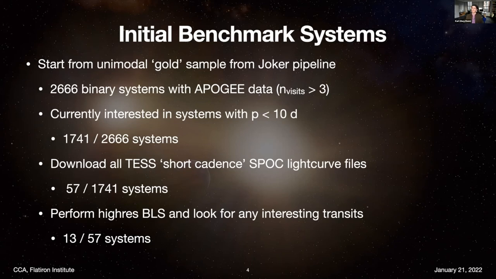We then cross-matched this with the TESS Input Catalog and found that there were 60 systems that had short cadence light curves already processed by the SPOC group. That made it easy to just plot all 60 or so of these systems and run a box least squares algorithm on the light curve to look for any interesting transits, which brought it down to a very manageable 13 systems.